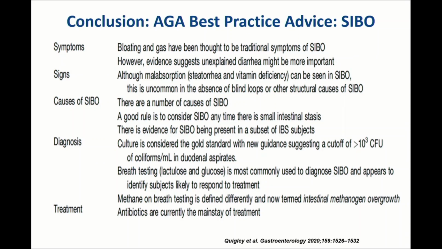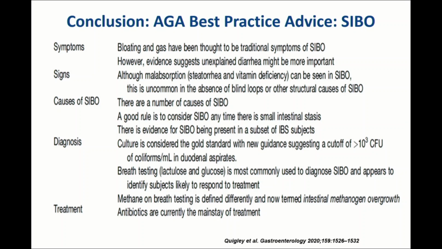So in conclusion, this is really the AGA best practice advice from a symptomatology standpoint. We know it's gas and bloating, the signs, malabsorption in severe cases, the causes of SIBO needs to be considered, and a good rule is to consider SIBO anytime there is a small intestinal stasis, there is evidence of SIBO being present in a subset of IBS patients.